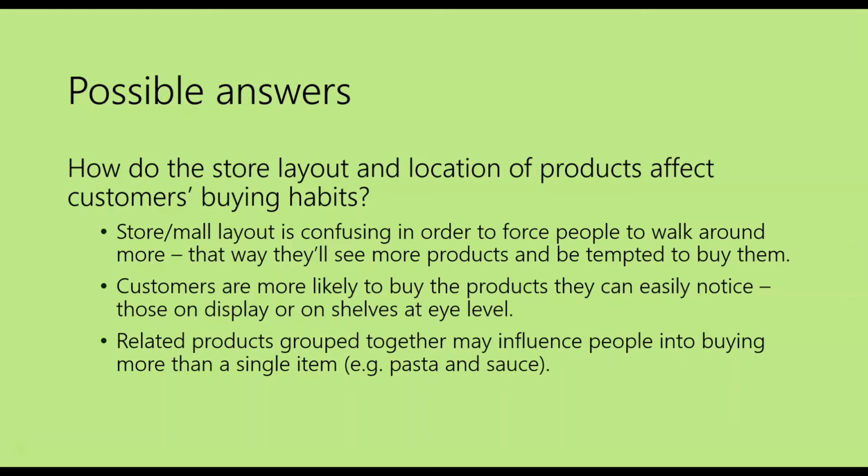Related products grouped together may influence people into buying more than a single item. For example, if you see pasta and a sauce together on the same shelf, you're likely to buy both, since they go together.